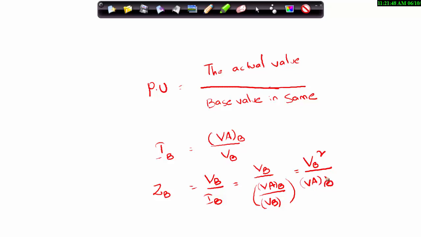Suppose for a power system, the practical base values may be in megavolt amperes instead of volt amperes. The base voltage may be in kilovolts. So at that time we can represent this power system in a very easy manner, like the base current can be represented as 1000 into MVA base by kV base. So this is the way of representation.